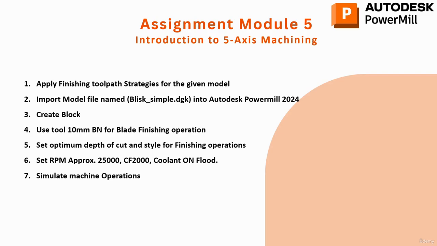So this is assignment number 5. What you have to do is apply the finishing toolpath strategies for the given model. The name of the file is basic_simple.djk. And then you have to create a block. Use the 10mm bull nose for blade finishing operations. Set optimum depth of cut and style for the finishing operation.